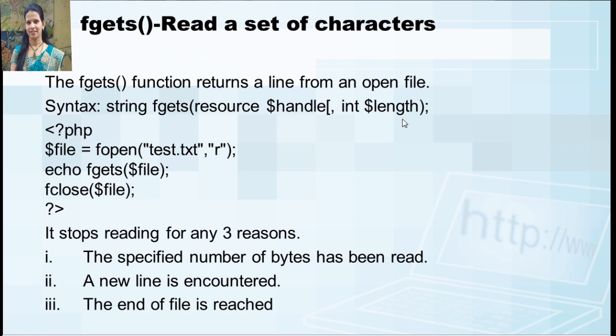Resource $handle is $file equals fopen test.txt. Open the file in read mode. fgets: this next field is optional, so just provide 5 here. fgets is $handle, 5, and sometimes it stops reading. There are three reasons for this. When the file stops reading, there are these three reasons. First, the specified number of bytes has been read; second, a new line is encountered; third, the end of the file is reached. If any of these three reasons occurs first, then it will stop reading the data.